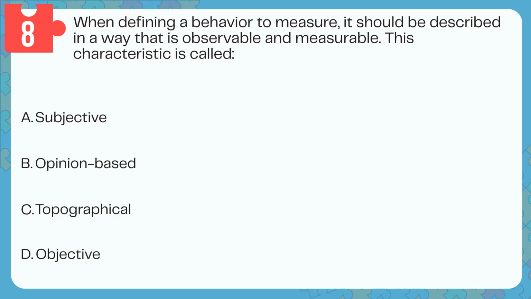Question 8. When defining a behavior to measure, it should be described in a way that is observable and measurable. This characteristic is called A, subjective, B, opinion-based, C, topographical, D, objective.